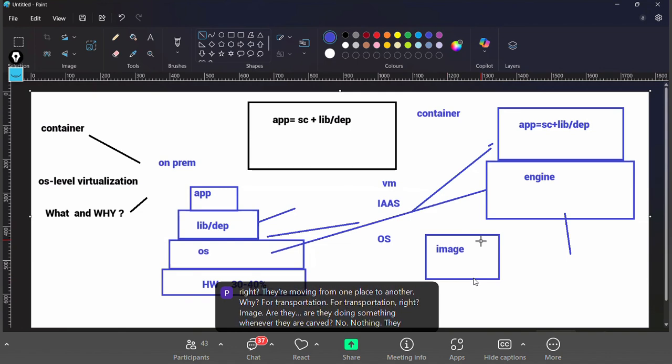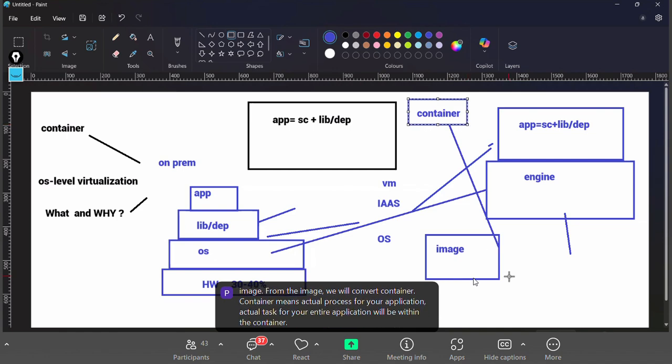They are not doing anything, right? But the time they become a transformer, then action starts. Similarly, we have an image. From the image, we will convert it to a container. Container means the actual process for your application; the actual task for your entire application will be within the container. But why are we using an image for transportation?